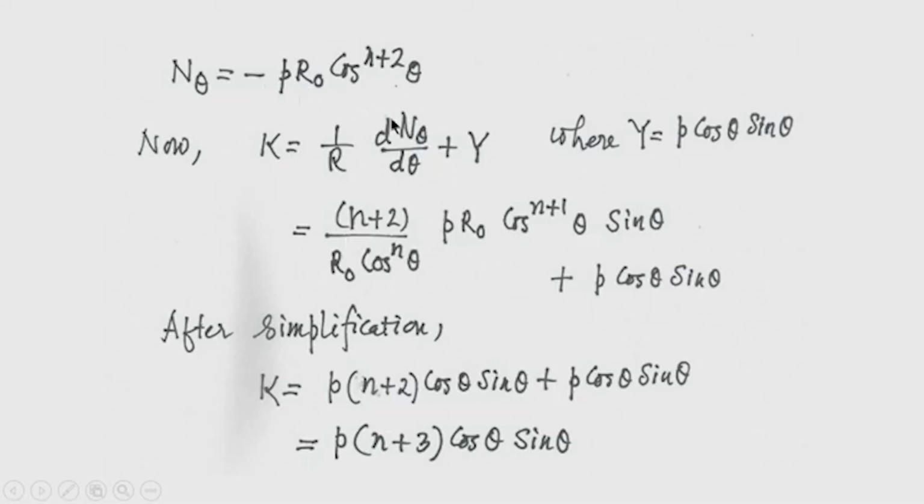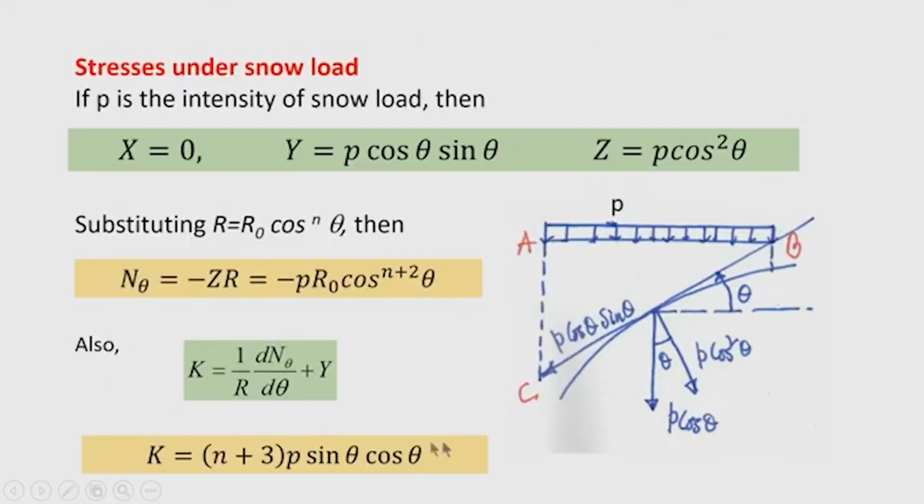Substituting this value of Nθ, that means Nθ is differentiated with respect to θ, we can see that this expression is obtained. This n plus 2 divided by r is now substituted as r naught cos to the power n θ, then p r naught cos to the power n plus 1 θ sin θ plus the y component is this. So, after simplification it results in k equal to p n plus 2 cos θ sin θ plus p cos θ sin θ. Then taking common terms, or adding these, we finally get k is equal to p n plus 3 into cos θ sin θ. So, that is written here. Okay.